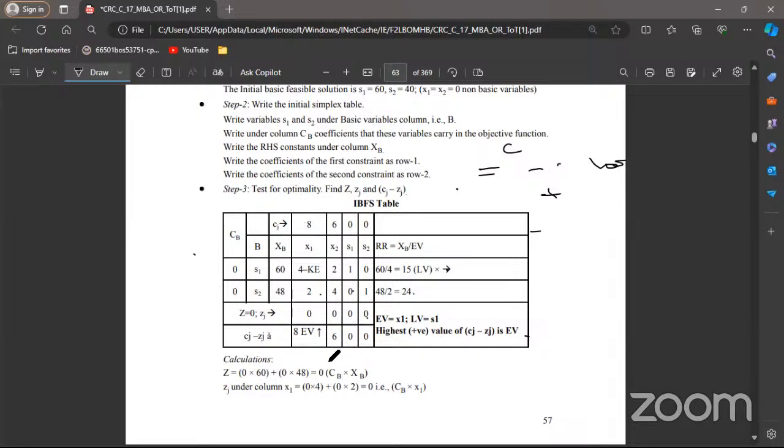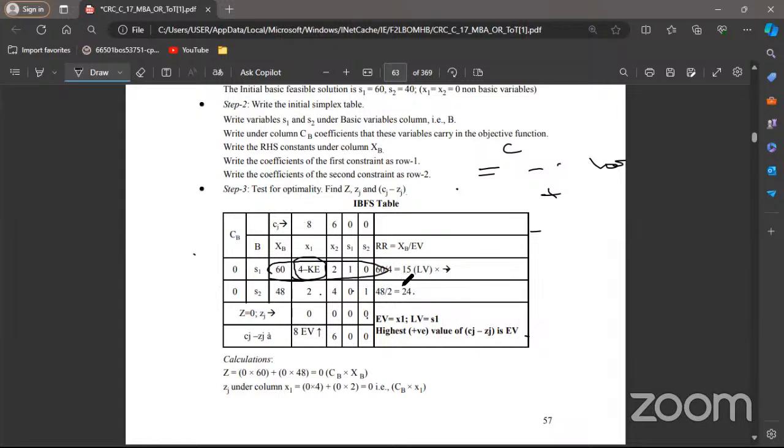We have one more term I have to introduce. Which is the key column? First column or second column? The X1 column. What is the key row? First row, the S1 row. So the intersection of the S1 row and the X1 column is this value, known as the key element. So for the new values of the key row, we just have to divide the old values by the key element.